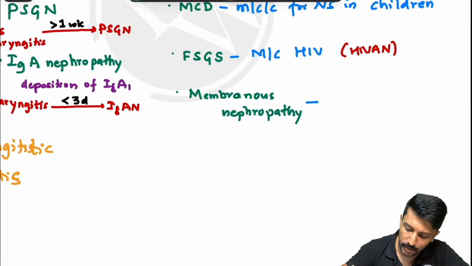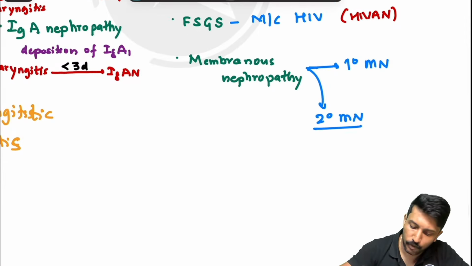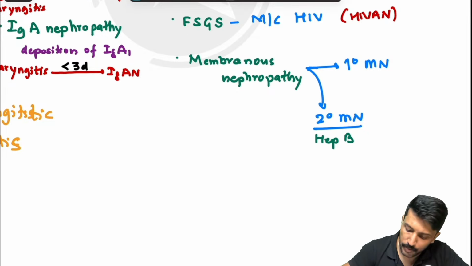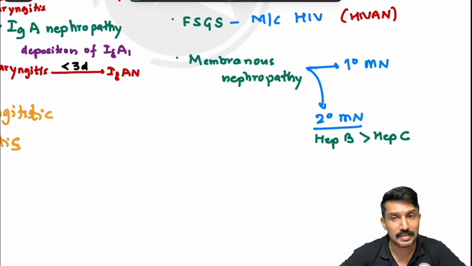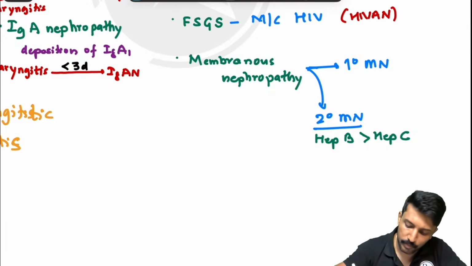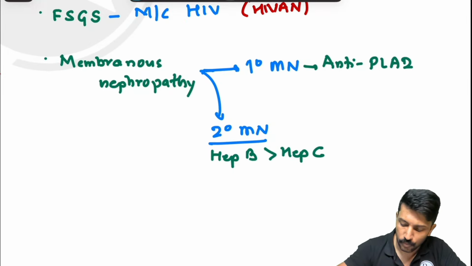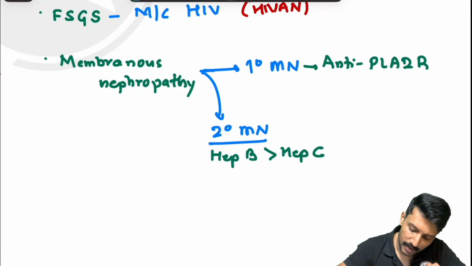This could be primary membranous nephropathy or secondary membranous nephropathy. Secondary membranous nephropathy is typically more common in hepatitis B patients and to some extent hepatitis C patients or other disorders. In primary membranous nephropathy, there is no secondary trigger. Then what is the reason? These patients have an antibody called anti-phospholipase A2 receptor, PLA2R, antibody. Potential MCQ points, so I want you to remember these as well.